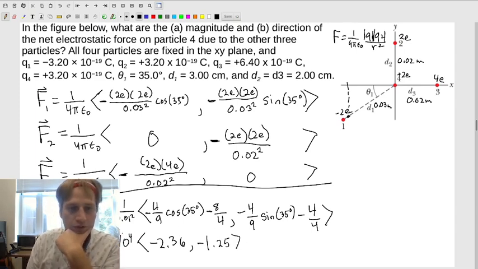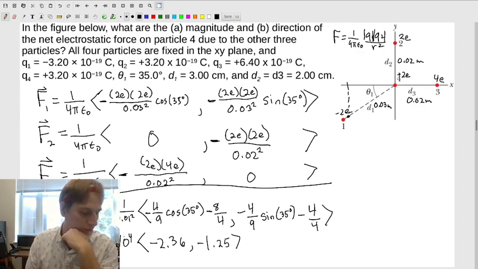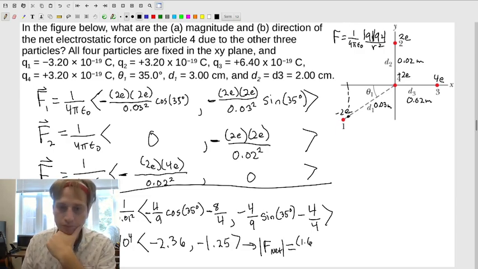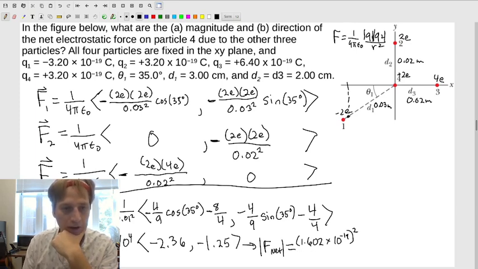Okay, now that's effectively my F net, but this is hiding my units in here. So if I want to find the magnitude of my F net, it is going to be e squared, so that is going to have to be 1.602 times 10 to the minus 19th coulombs. I'm leaving out some units just because I don't have space to write them all. Squared. And then the 1 over 4 pi epsilon naught, that's that k out front, so that's going to give me 8.99 times 10 to the 9th.